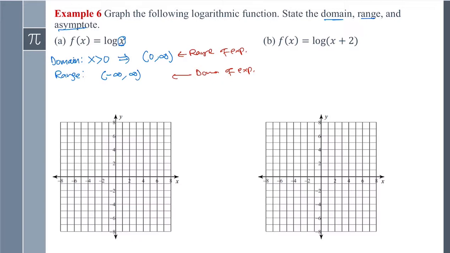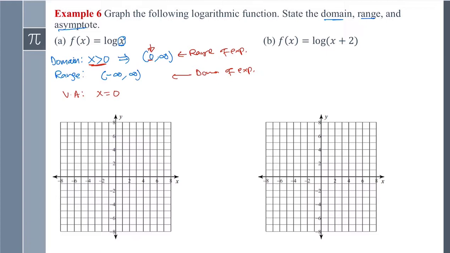Now the vertical asymptote is always x equals this number right here. Vertical asymptote means that's the vertical line. The graph cannot cross that line. So when the graph approaches closer and closer to that line, the graph goes to negative or positive infinity. Okay. So the vertical asymptote here is x equals 0. With the exponential function, we have the horizontal asymptote. For the logarithmic function, we have the vertical asymptote. So let's go ahead and graph this one.